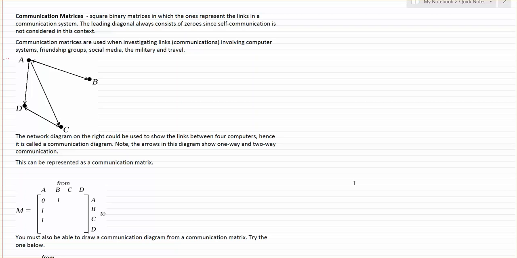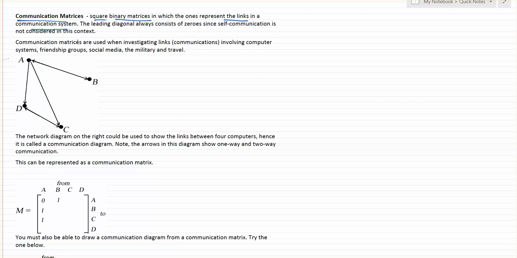We're going to look at exercise 11F, and we're going to talk about part 2, which is communication matrices. Communication matrices are binary, so zeros and ones, and they're square. They represent links in communication systems. So it could be social media groups, friendship groups, or computers, even computers talking to each other. Can they talk directly or indirectly to each other?